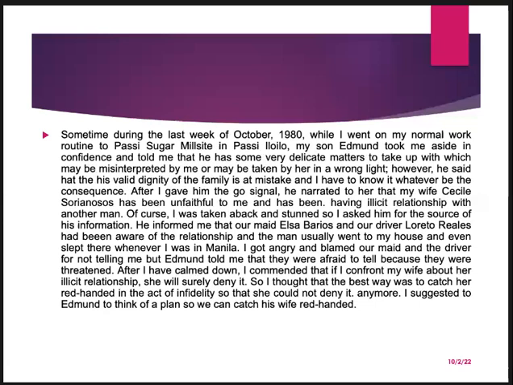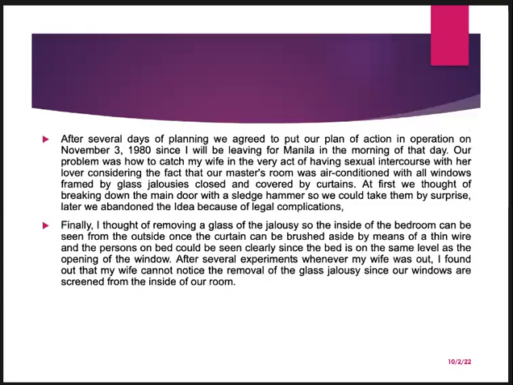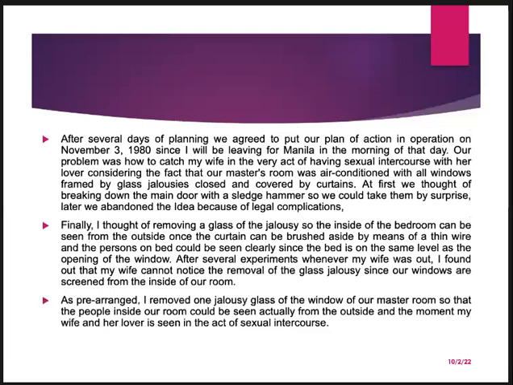After I had calmed down, I considered that if I confronted my wife about her illicit relationship, she would surely deny it. So I thought that the best way was to catch her red-handed in the act of infidelity so that she could not deny it anymore. I suggested to Edmond to think of a plan so we could catch my wife red-handed. After several days of planning, we agreed to put our plan in action on November 3, 1980, since I would be leaving for Manila in the morning of that day.